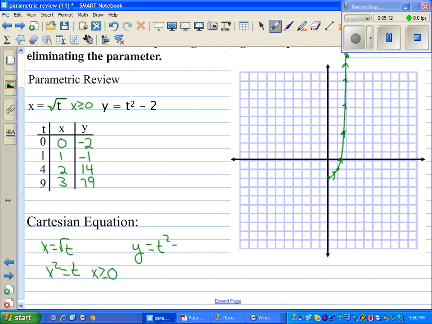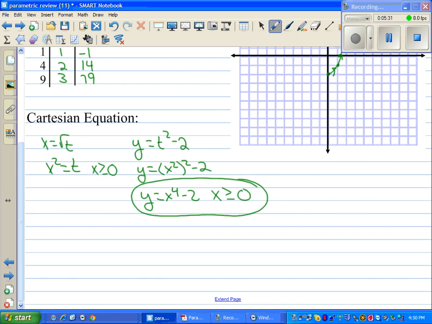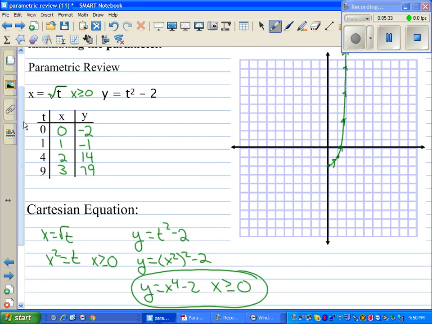Now we're going to plug x squared in for t. We have y equals t squared minus 2, so y equals x squared squared minus 2. So we have y equals x to the 4th minus 2, noting that x has to be greater than or equal to 0. And there is the complete problem.